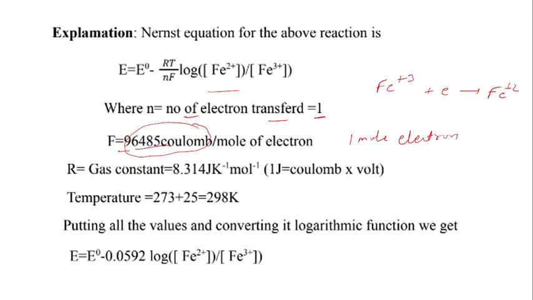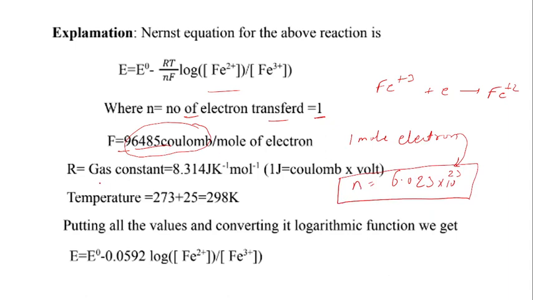And what is the meaning of 1 mole of electrons? It is equal to 6.023 into 10 power 23 electrons. Okay, these are the number of electrons. So if you count the charge on this number of electrons, which is equal to Avogadro number, then it will be equal to 96,408.